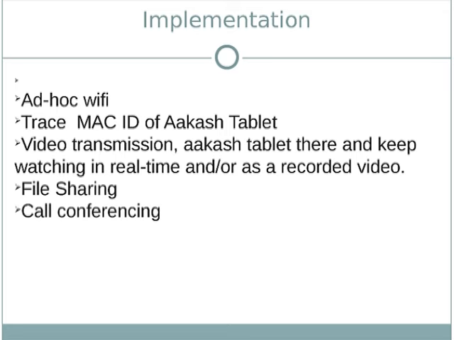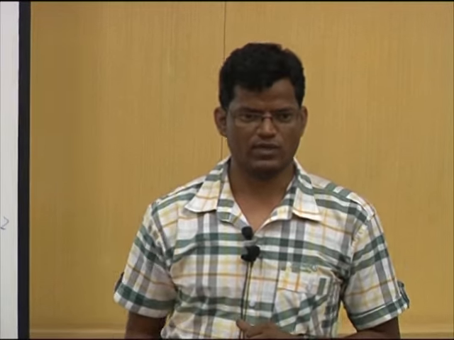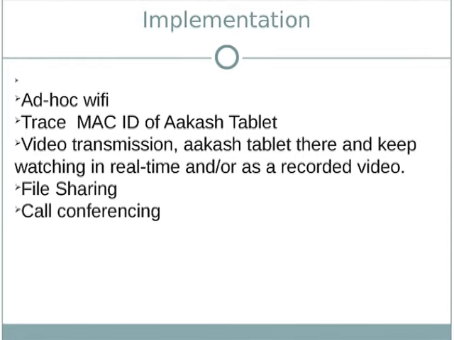For implementation, suppose we communicate on the local Wi-Fi and the other person is connected to a different Wi-Fi. We need to design an ad hoc Wi-Fi. For example, I am here connected to the Crescent Wi-Fi, and my colleagues are connected to other Wi-Fi. So we need to design an ad hoc Wi-Fi so we can communicate directly from one Wi-Fi to another. It is like a virtual private network. Another thing is tracing the MAC ID.